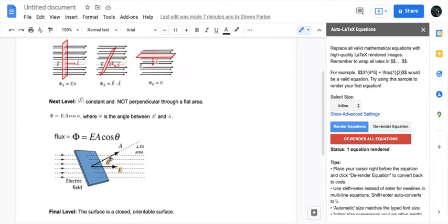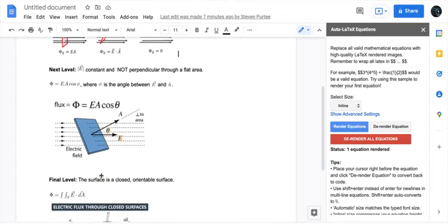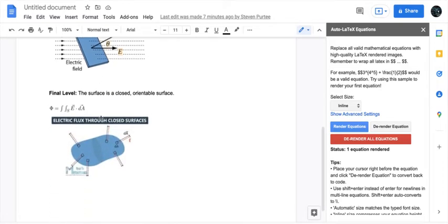Okay, and then we could take that up a notch again. What if we don't have a constant E? What if E is changing? E is different at different points in space. Or what if our surface isn't a nice flat surface, but it's bendy or curvy or encloses a volume? Then the most general form of flux is the surface integral of E dot dA.